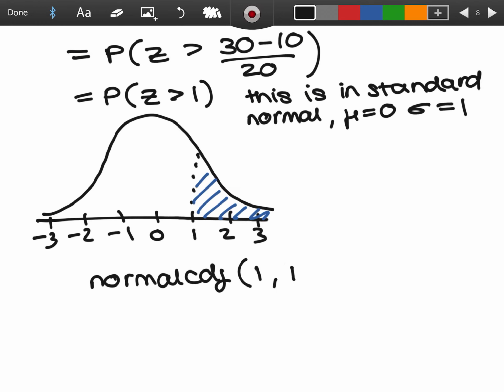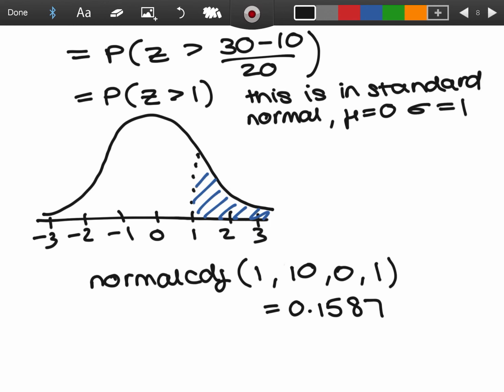So now when we do normal CDF, we're going to have a lower bound of 1, an upper bound of 10, which we can now use because we are in standard normal, with a mean of 0 and a standard deviation of 1. So we now know what we can use as an upper bound. And again, when you do that, your answer should come out to 0.1587.